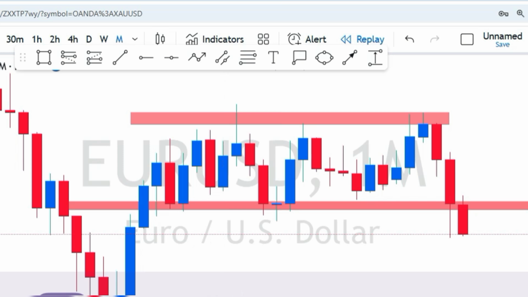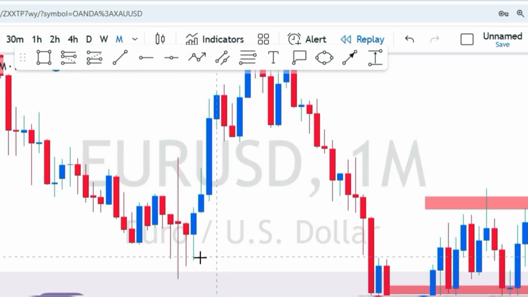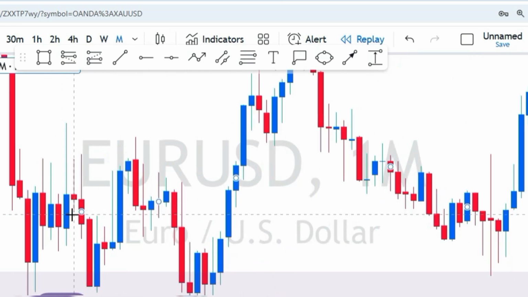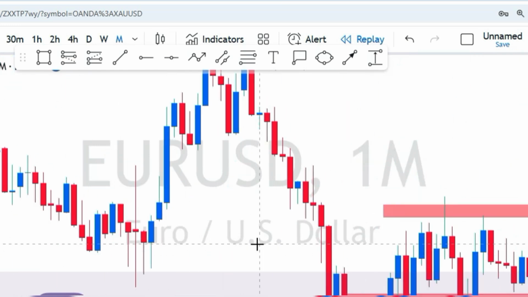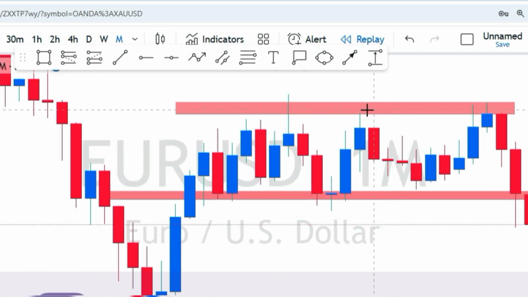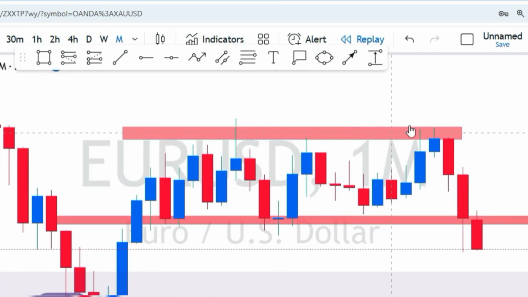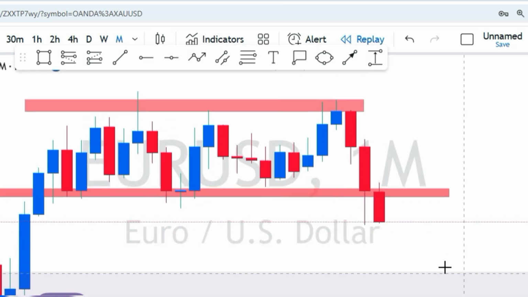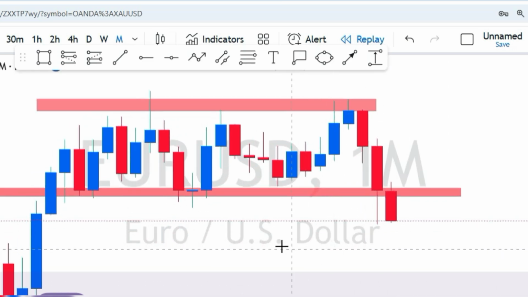I don't force myself to look out for previous support and resistance zones that happened some years ago. I just look out for the current price action that is playing out. So this is my current resistance zone at this level, and I also have my support level that was here. If you check closely, there was a break of the support level, and price is currently trading downwards.